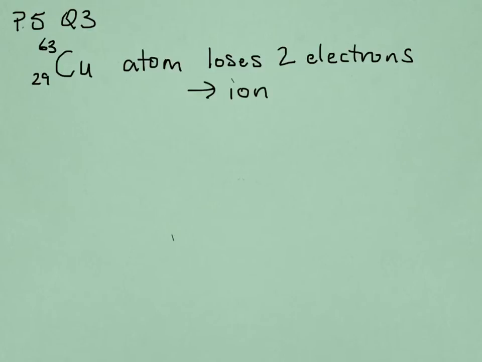For example, on page 5, question 3 of the textbook, they give you a copper atom. So we've got the information that it's got 29 protons and 63 nucleons, and it loses 2 electrons and becomes an ion. So the first part of the question says, what's the charge in coulombs? Now be careful, because it's not 29 units worth of charge.